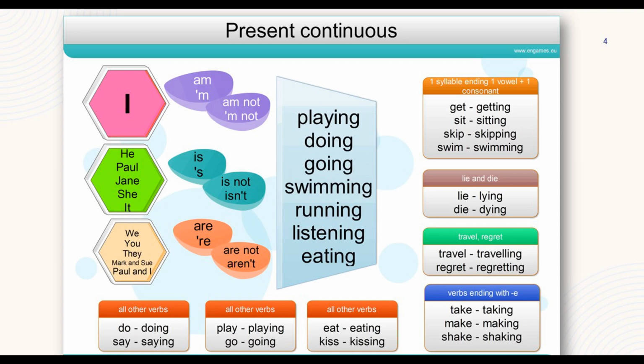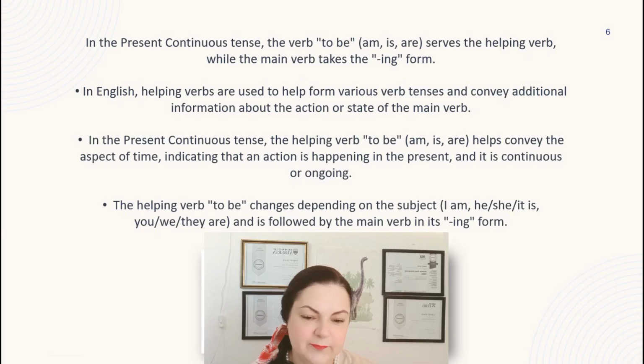We are playing. We are doing. You are going. They are going. Mark and Sue are swimming. Mark and Sue are not running. Paul and I are listening. Paul and I are not eating.